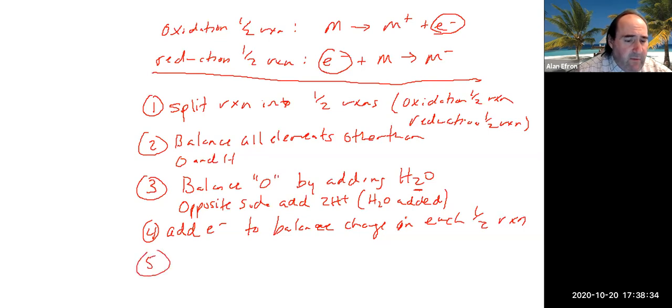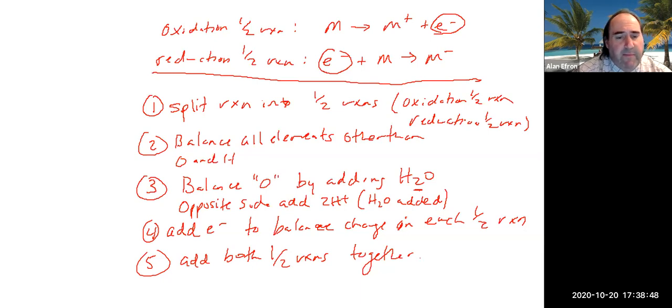And then lastly, you will add both half reactions together. And if you do these steps properly and correctly, you will have a balanced redox equation, and it will be balanced basically 2 ways. It will be balanced just like a normal equation, which means you'll have the same number of elements on each side. And second, it will be balanced in terms of charge. So if you added up all the charge on the left-hand side of the arrow, it would equal the exact same number that you have on the right-hand side of the arrow. It does not have to equal 0 on both sides, but it will equal the exact same charge on each side. So that's a lot of words.